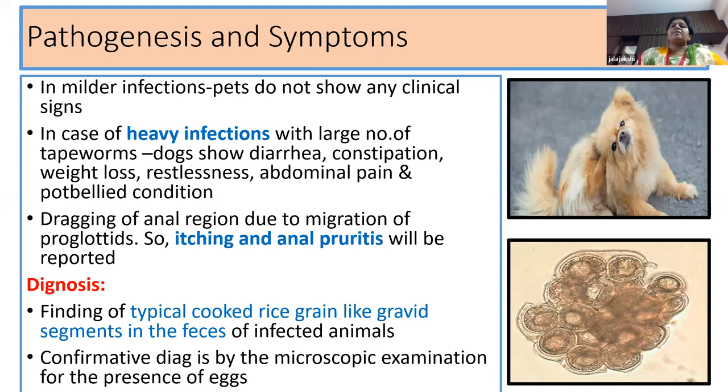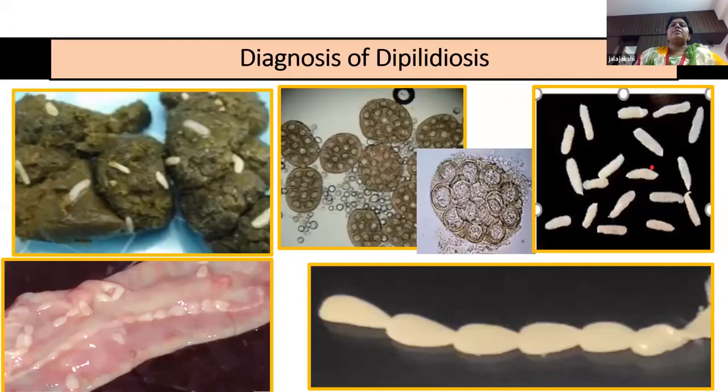This is the picture showing the egg packets under the microscope. The dog is showing anal pruritus in the first picture. So these are all the identification features of Dipylidium caninum. First and last pictures show the cucumber seed-shaped gravid proglottids of Dipylidium caninum. When dry, they appear like cooked rice grain. These segments are often passed out in the feces of the infected dog.